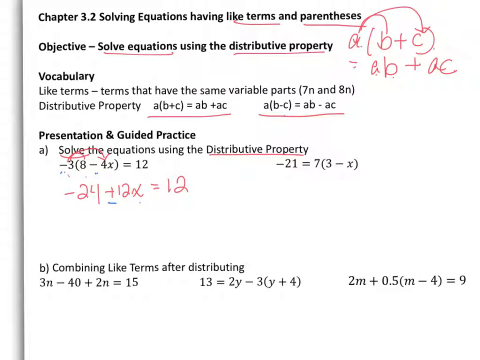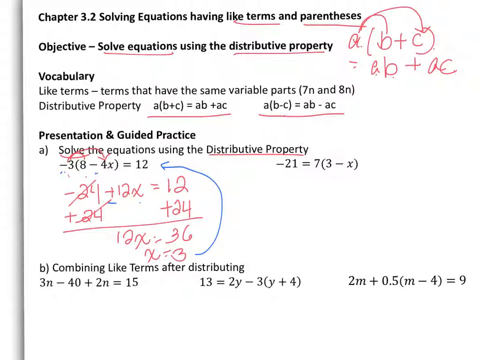And in this case, we're doing two-step equations. Bring down the 12x, add 12 and 24, divide 12 to both sides, x would equal 3. And if you do a little check, 8 minus 4 times 3 is negative 4. Negative 4 times negative 3 gives you positive 12. So 3 is your answer.